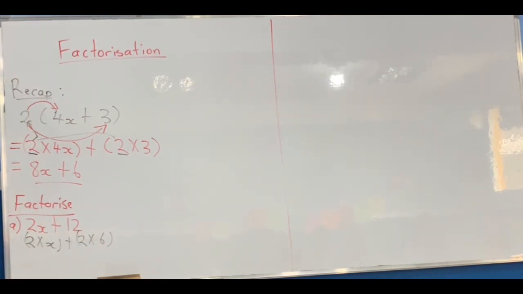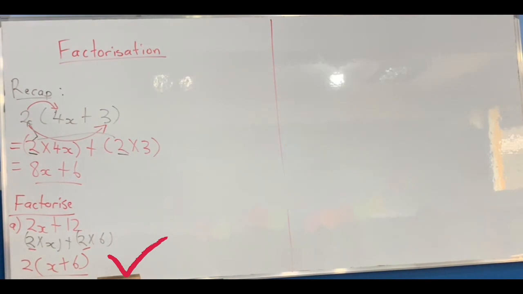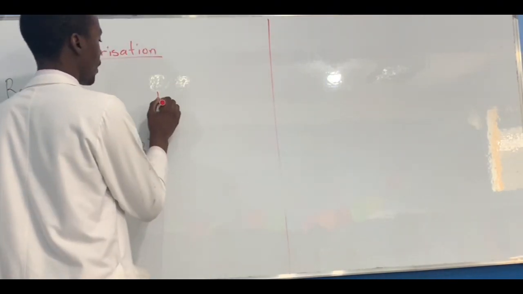All right? So what is the common factor now there? There is a 2 this side and there's a 2 the other side. So 2 is the common factor. We write it outside the brackets. Then we add the remaining factors, x, and then plus, maintain the sign, 6. Our answer is therefore 2 bracket x plus 6.